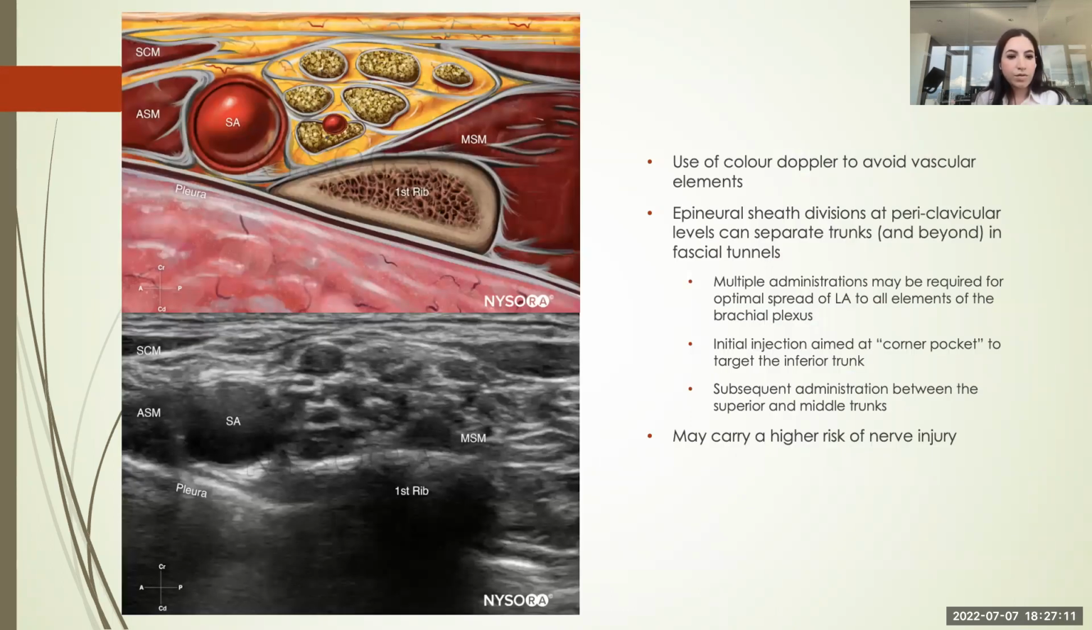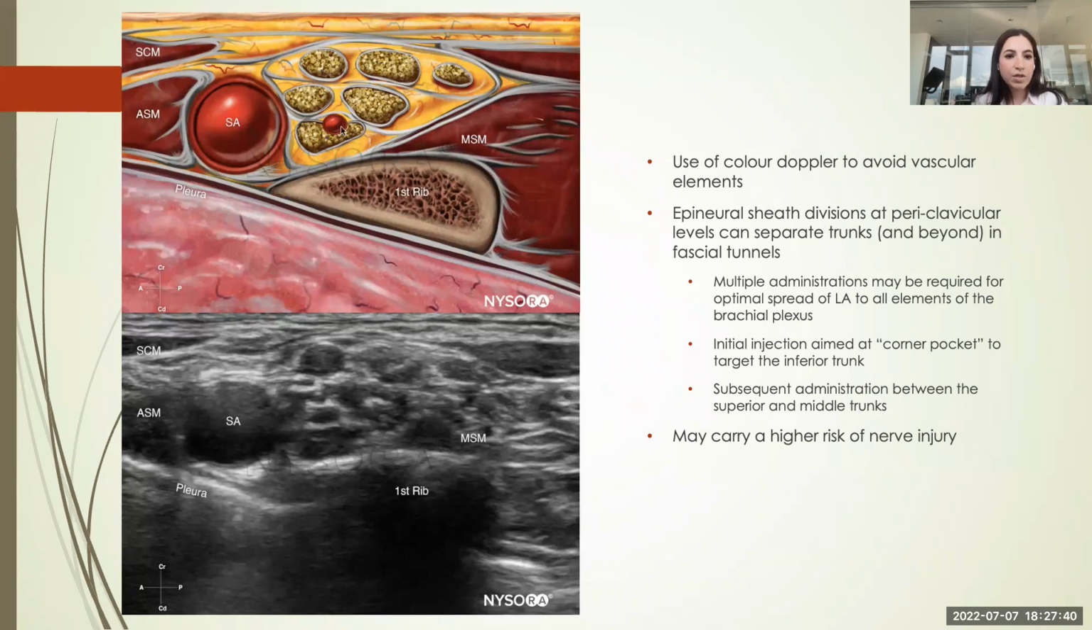So this is just another ultrasound image of the supraclavicular targets of the brachial plexus and a cartoon rendition of that. So again, the subclavian artery, the pleura, and the first rib that's creating that corner pocket that we want to target. And if you look closely, you can see the superior trunk, the middle trunk here, and the inferior trunk of the brachial plexus.